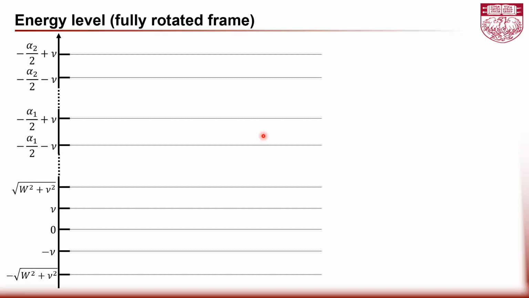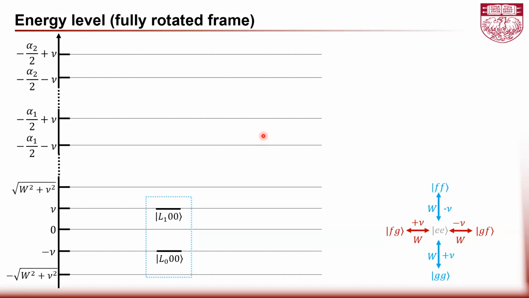We do a second frame transformation, changing the Hamiltonian into the fully rotated frame, and we plot all of the 9 eigenstates of the 2-3 level systems. Suppose we turn on these 4 QQ sidebands first, and the 9 eigenstates can be grouped into 3 different classes. The first two, L0 and L1, are our logical states with energy plus and minus nu, which is the frequency detuning. The next 4 are our error states, e.g. EF and GFE, which are gapped by half the anharmonicity of the transmon.